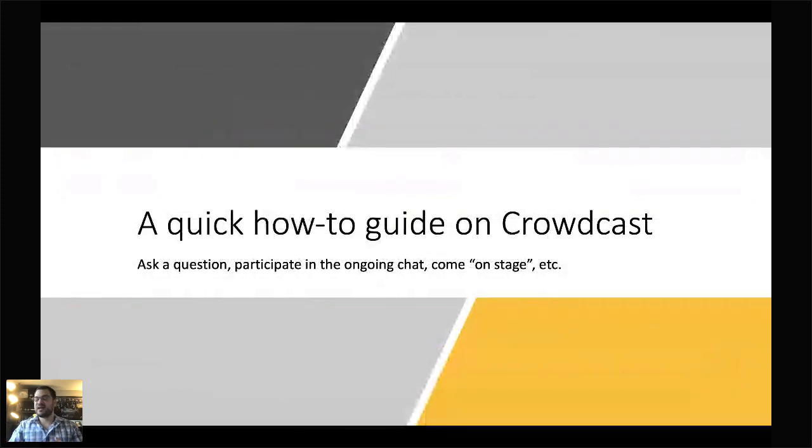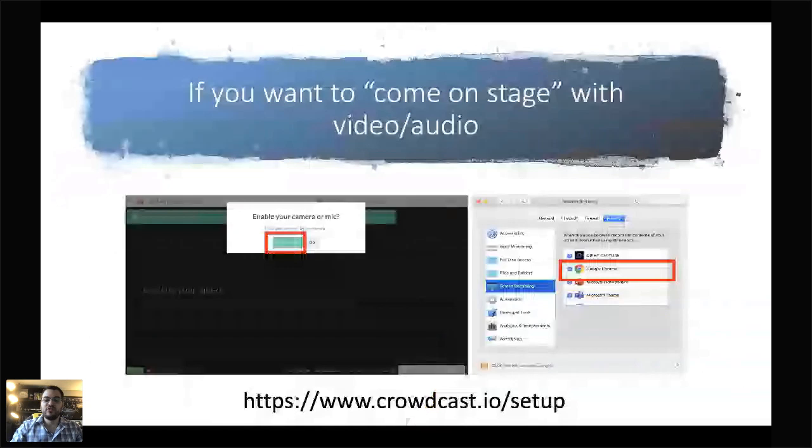So very quickly in these last 5 minutes, a quick how-to on Crowdcast. One of the cool features on Crowdcast is that anyone can come on stage with their video and their audio. So what'll happen is if you want to be on stage and you say you want to ask your question personally or whatnot, you'll get an invitation that looks something like this left screen here. When you're invited on stage, you just have to click yes, let's go.